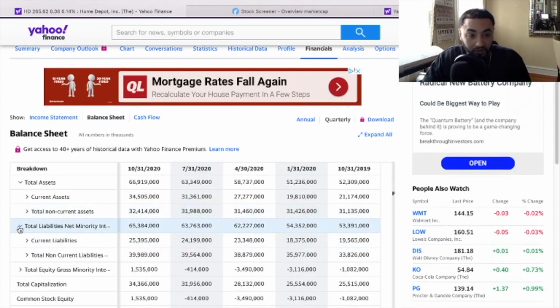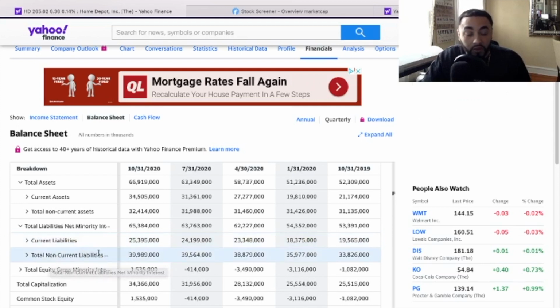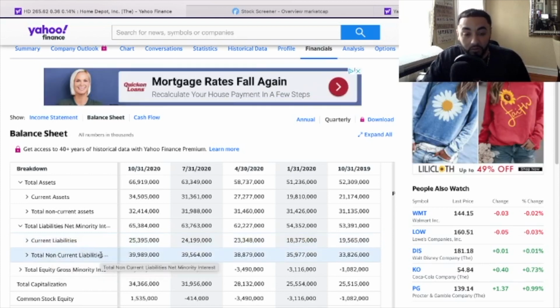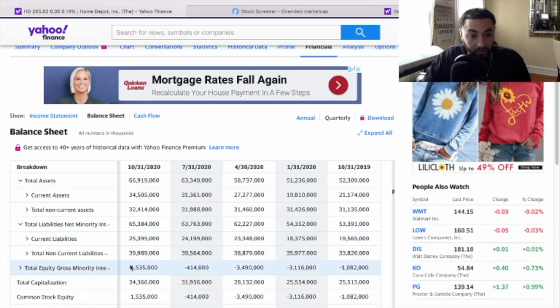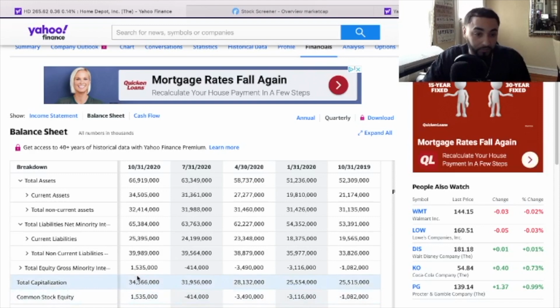If you want to dig into total liabilities, it's broken up the same way. Current liabilities is anything that is owed within 12 months. Total non-current liabilities is usually long-term notes, items that are going to be paid off over or after 12 months. And then equity, you don't really got to worry about equity, but this is kind of what the stock and company ownership is in.